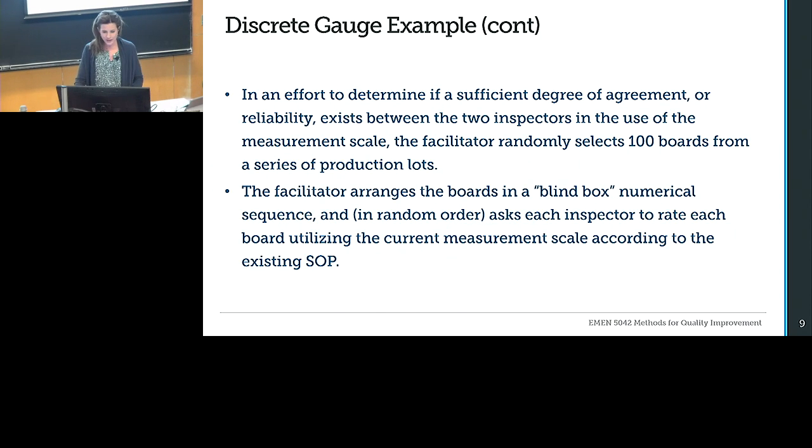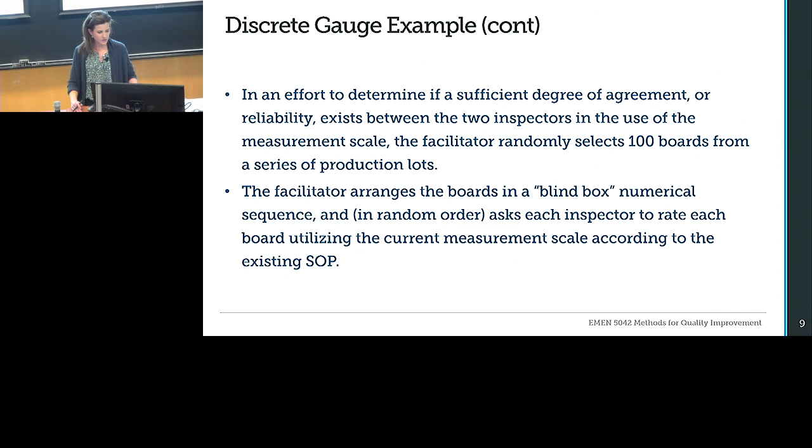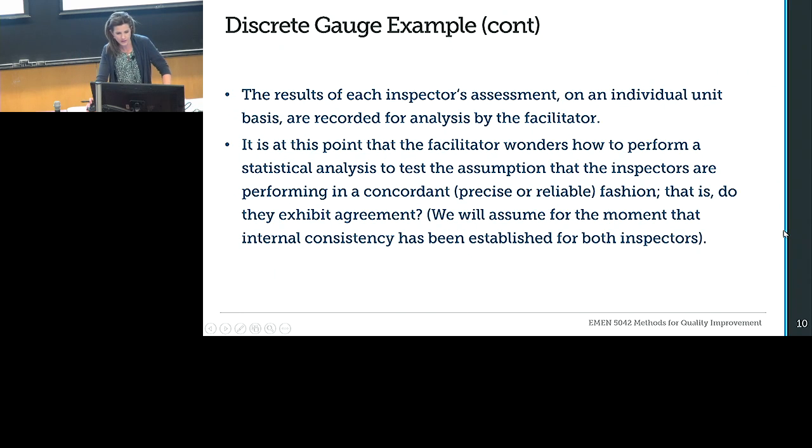Okay, so we're trying to determine if there's a sufficient degree of agreement because agreement is related to reliability. We want to see if people agree. We want to see if they agree with themselves and agree between people. So we want to see if there's agreement between the inspectors. So the facilitator randomly selects 100 boards and arranges the boards in a blind box, so that they just grab one. They don't know what it is. And they rate the board using the current measurement scale according to the SOP. And then they record the results.